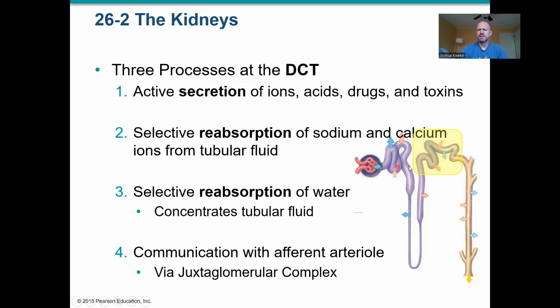We will talk about processes in the proximal convoluted tubule, in the loop of Henle, and in the distal convoluted tubule. Right now, it's pointing out the distal convoluted tubule, the area highlighted in yellow here. So we have active secretion of ions, acids, drugs, and toxins. We have selective reabsorption of sodium and calcium ions, as well as water, happening in the distal convoluted tubule. In just a little bit, we will see how the DCT is actually positioned over here, okay, closer to the entry of the blood into the glomerulus at the afferent and efferent arterioles.